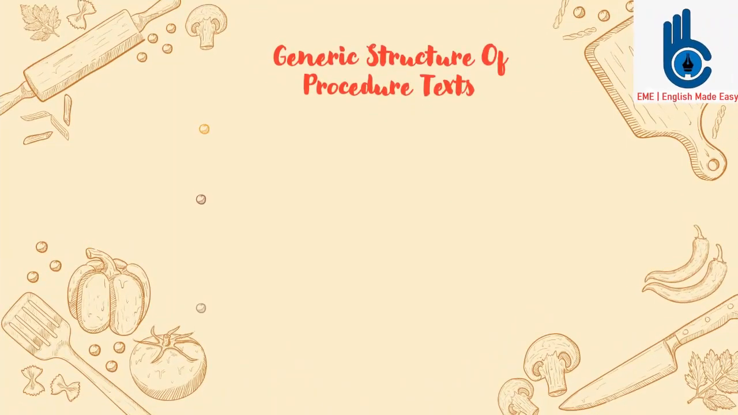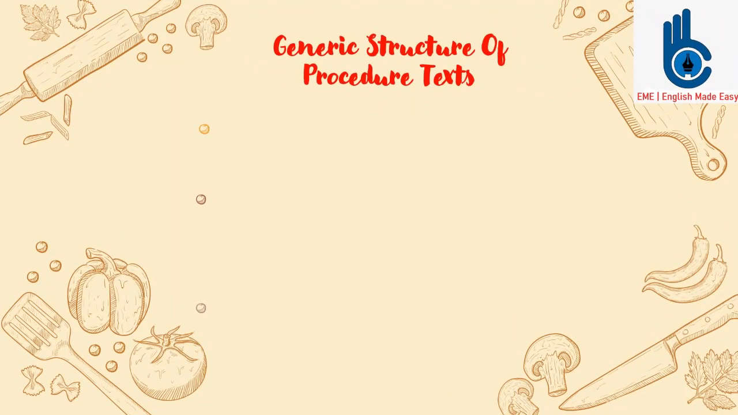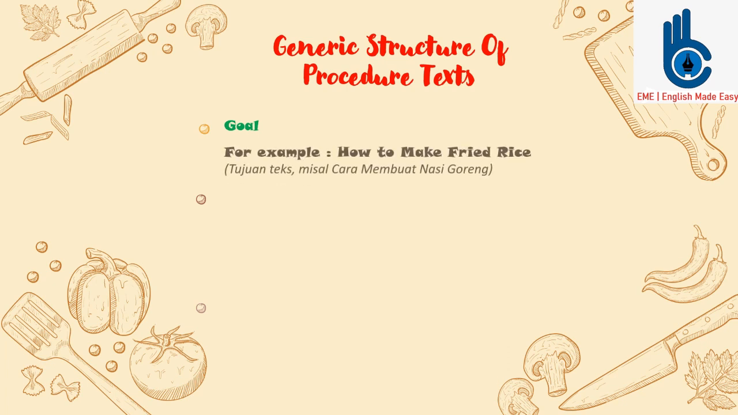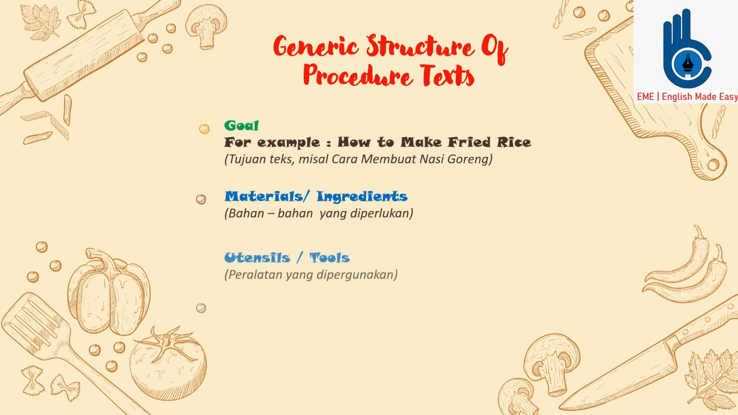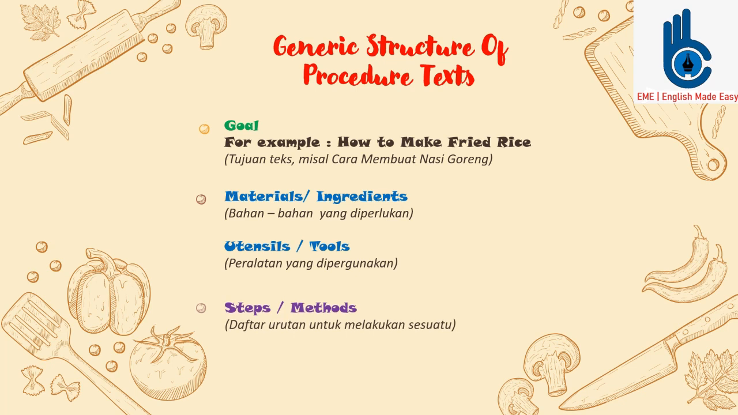The generic structure of procedure text. First, we have goal. For example, how to make fried rice. Second, we have materials or ingredients. And in the previous recipe, we can see that the chef Amy also tells us about the utensils or the tools. And the last part of procedure text is called steps or methods.